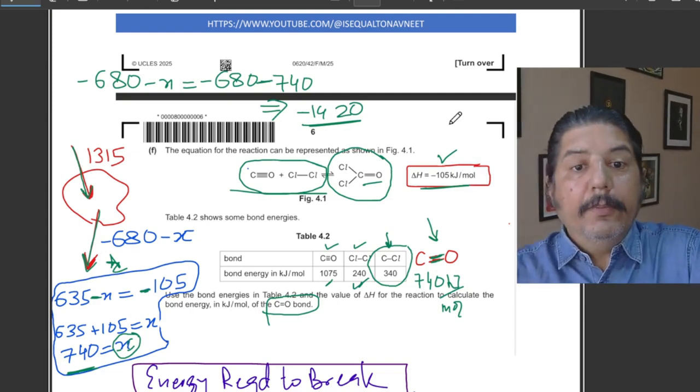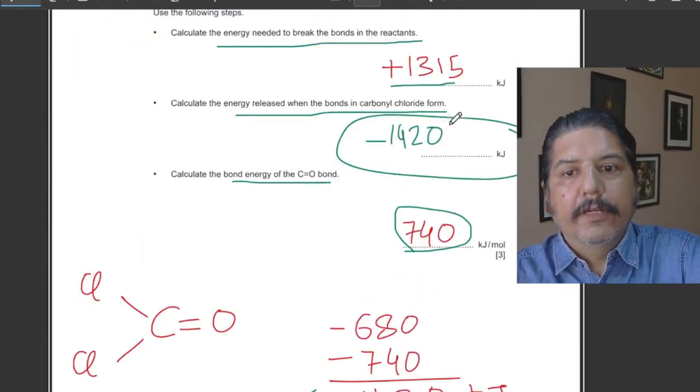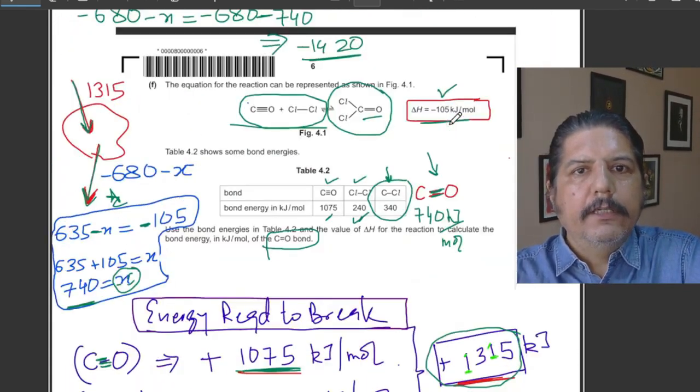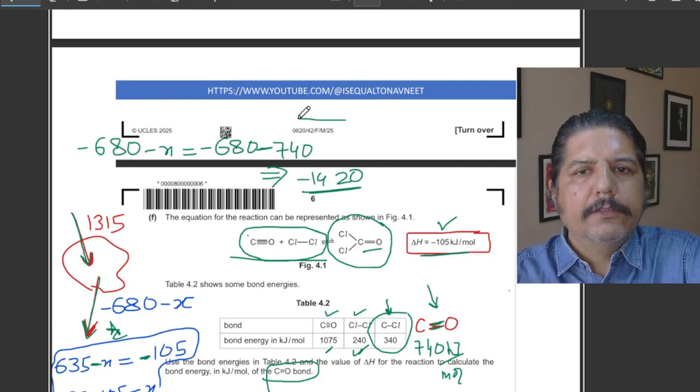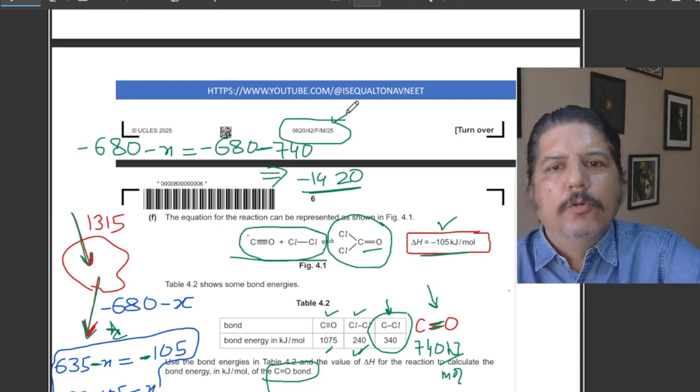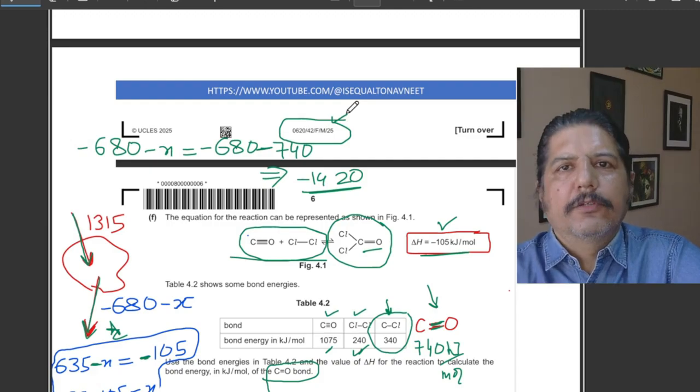So this is a bit different from the other questions. Very interesting question. This was asked in February, March 2025. So last year in the February, March session, they had asked this. So hope this makes sense. Let's move on to the next question.